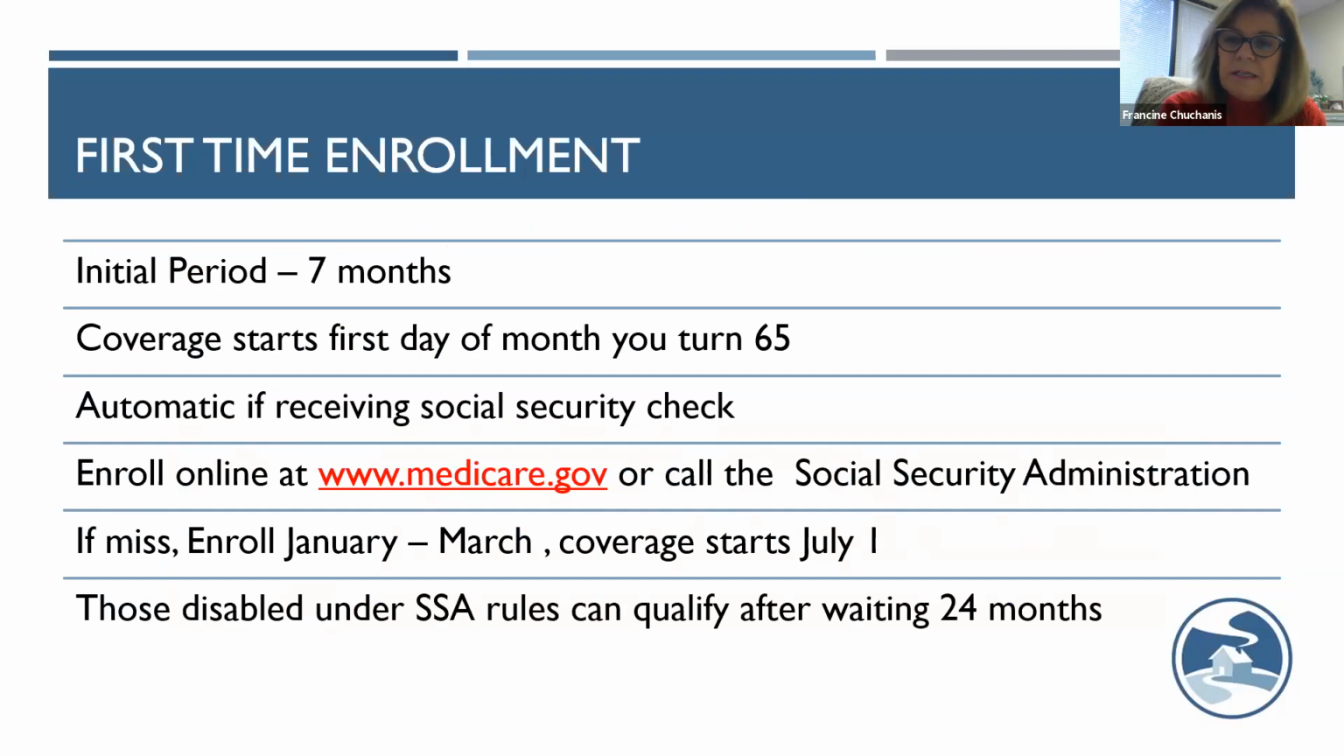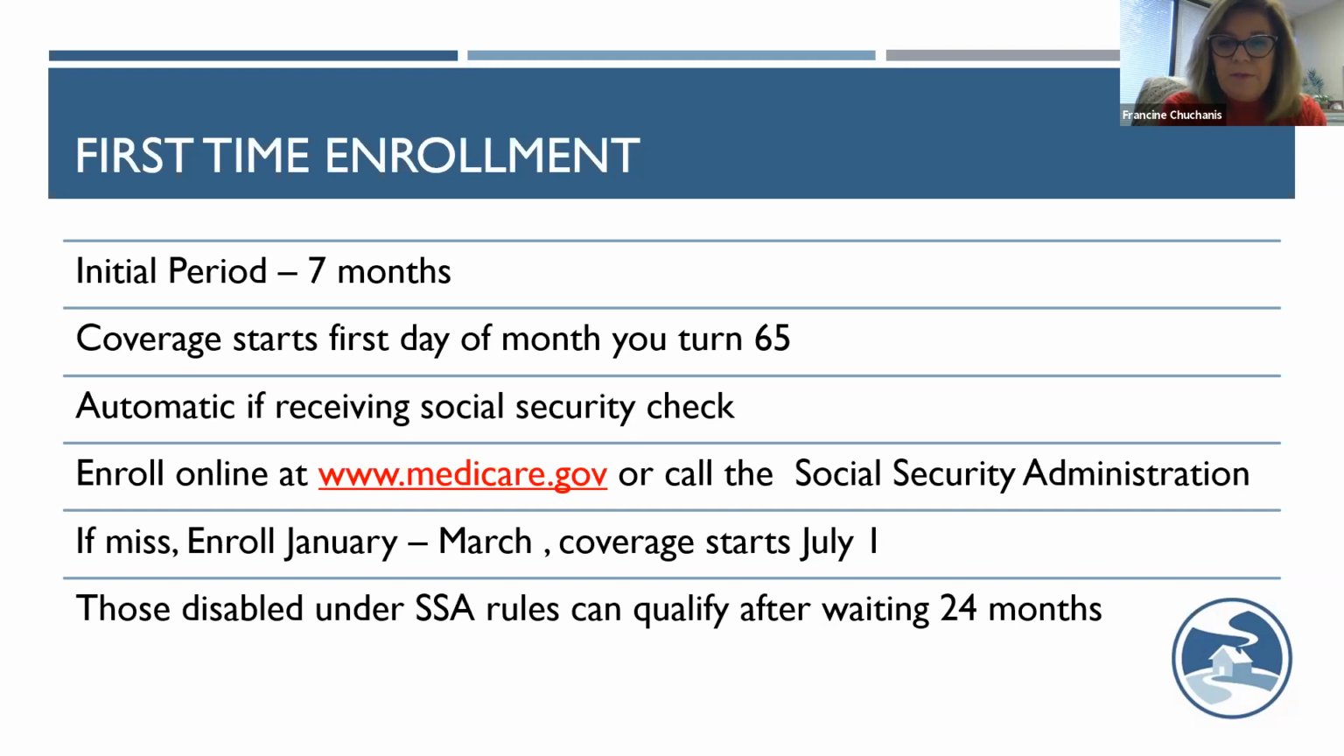If you wait until the last 3 months, so the 3 months after you turn 65, you may have to wait a couple months before your coverage actually takes effect. If someone is receiving a Social Security check, enrollment into Medicare is automatic, and they will likely receive a red, white, and blue card a couple months before they turn 65.